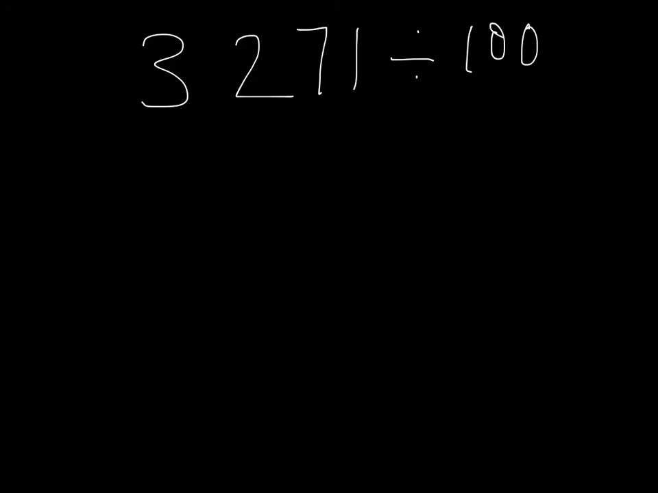Let's have a look at another problem. 3,271 divided by 100, because I want to know how many hundreds are in the number. I move back 2 place values, so it must be 32.71. How many hundreds? 32 groups of 100 make up 3,200.